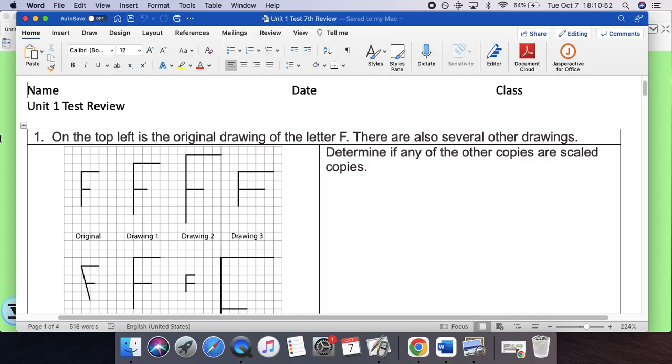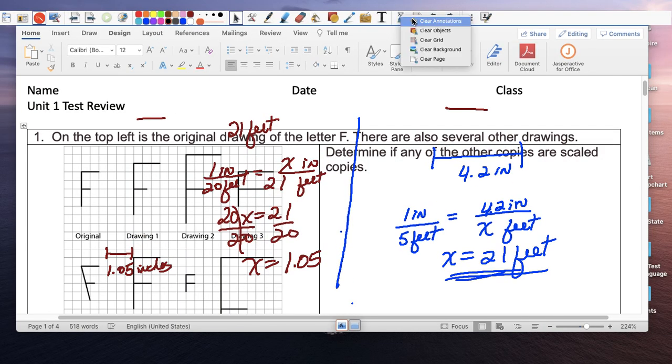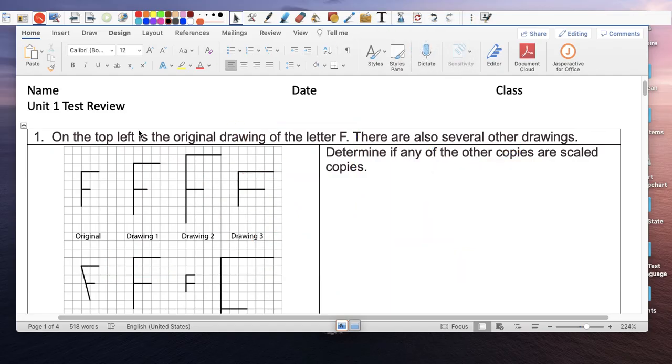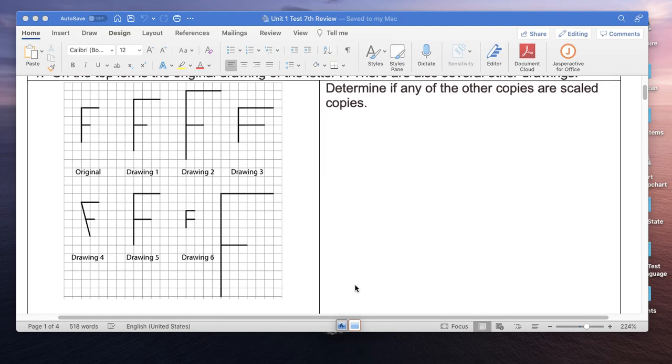Where are we? Here we are. Oops, definitely not that. Well, on the top left is the original. So this is the original, right? This is the original. And there are also several other drawings and several other potential scaled copies, right? They're determining if any of the other copies are scaled copies. So if they are scaled copies, right?